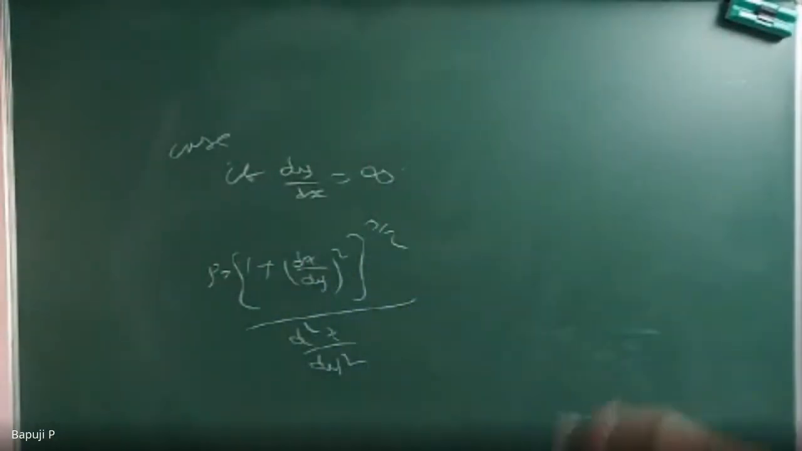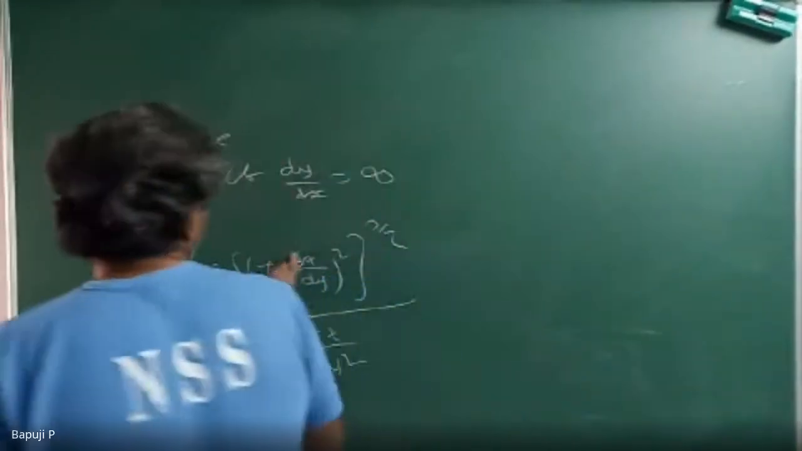Now you can treat y as independent and x as dependent. Previously y is equal to f of x, now x is equal to f of y. So this is very important, just note down. If dy by dx is equal to infinity, the first order derivative can be taken as a reciprocal.